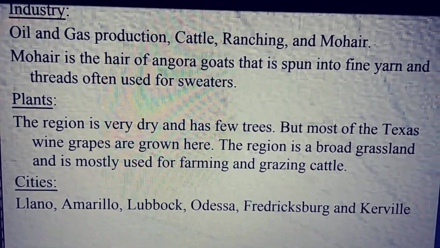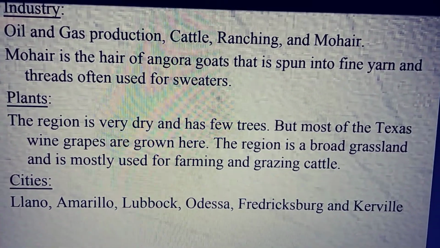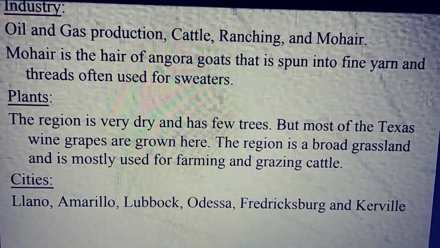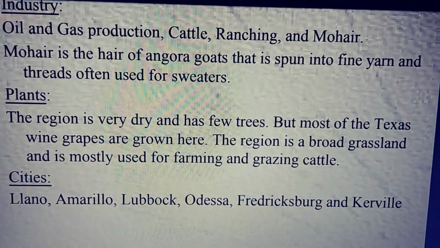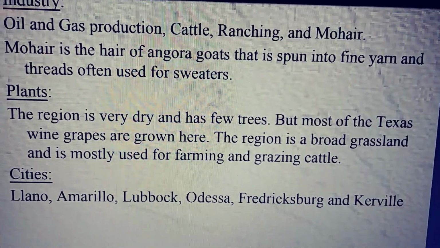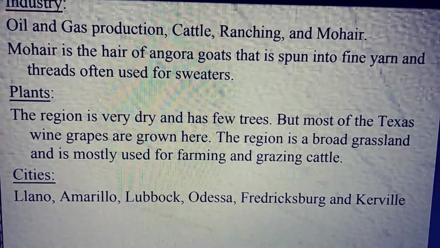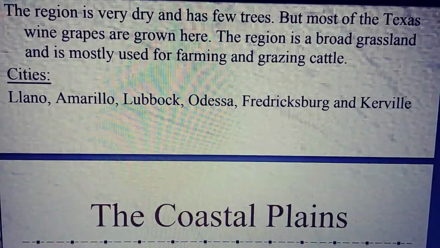What kind of plants do they have in that region? The region is very dry and has very few trees, but most of Texas wine grapes are grown here. The region is broad grassland and is mostly used for farming and grazing cattle. Some of the cities are Llano, Amarillo, Lubbock, Odessa, Fredericksburg, and Kerrville.